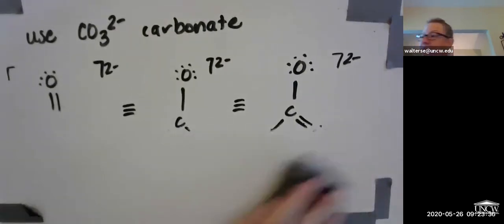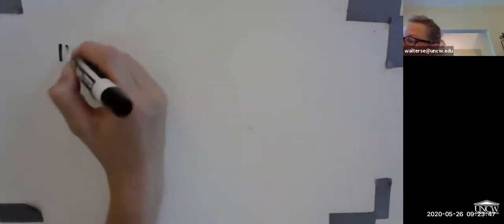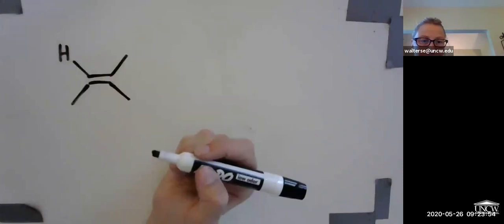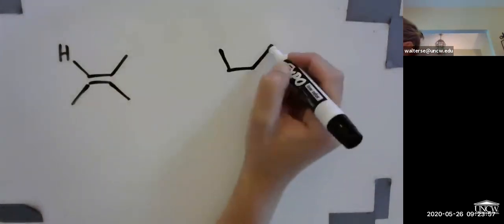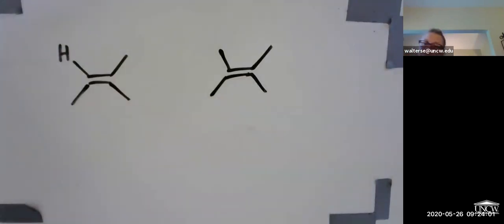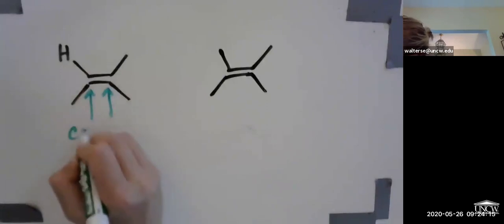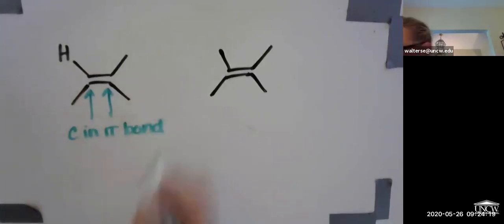So the first part of this is learning positional names. What we're going to have is this structure, and we're going to compare it to this structure. Carbons that participate in a pi bond are called vinylic.